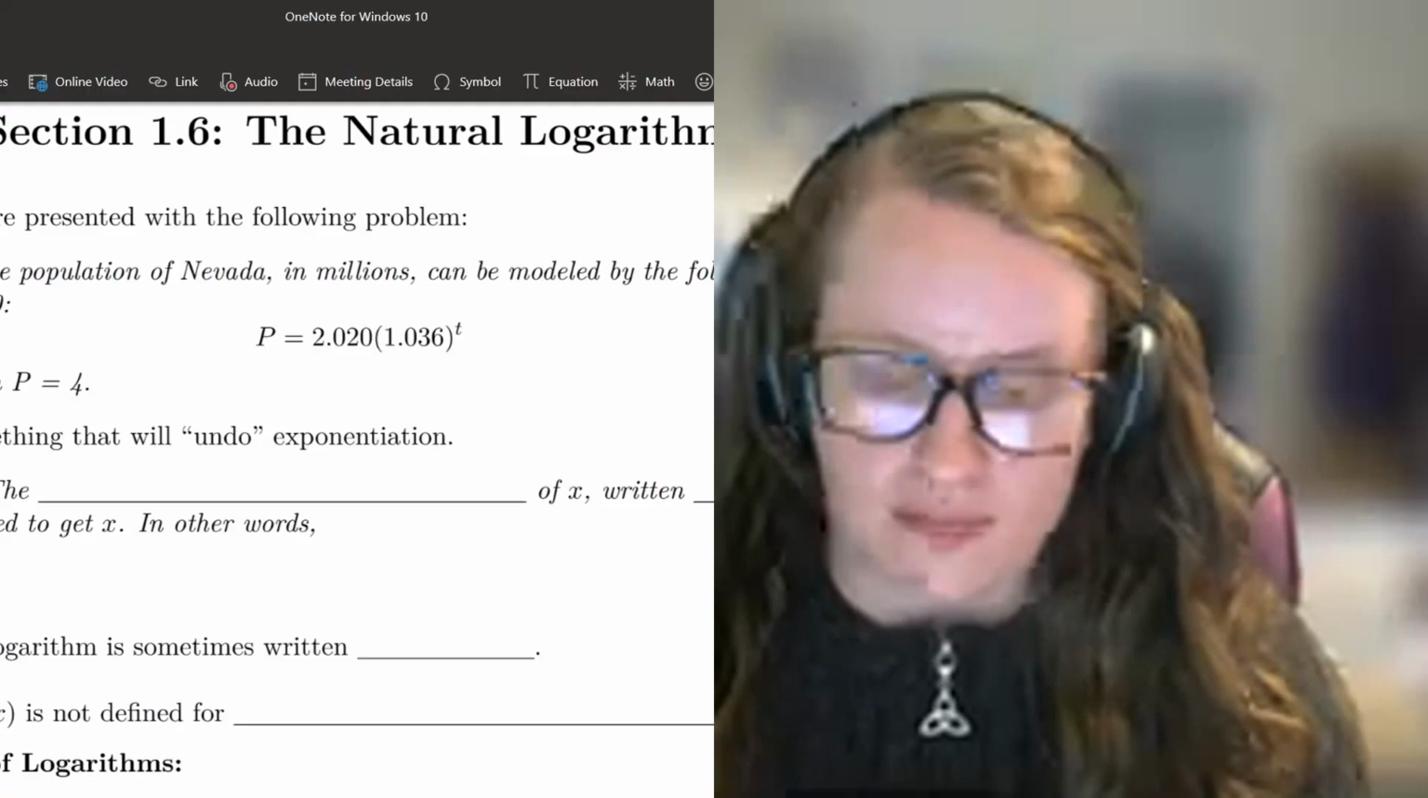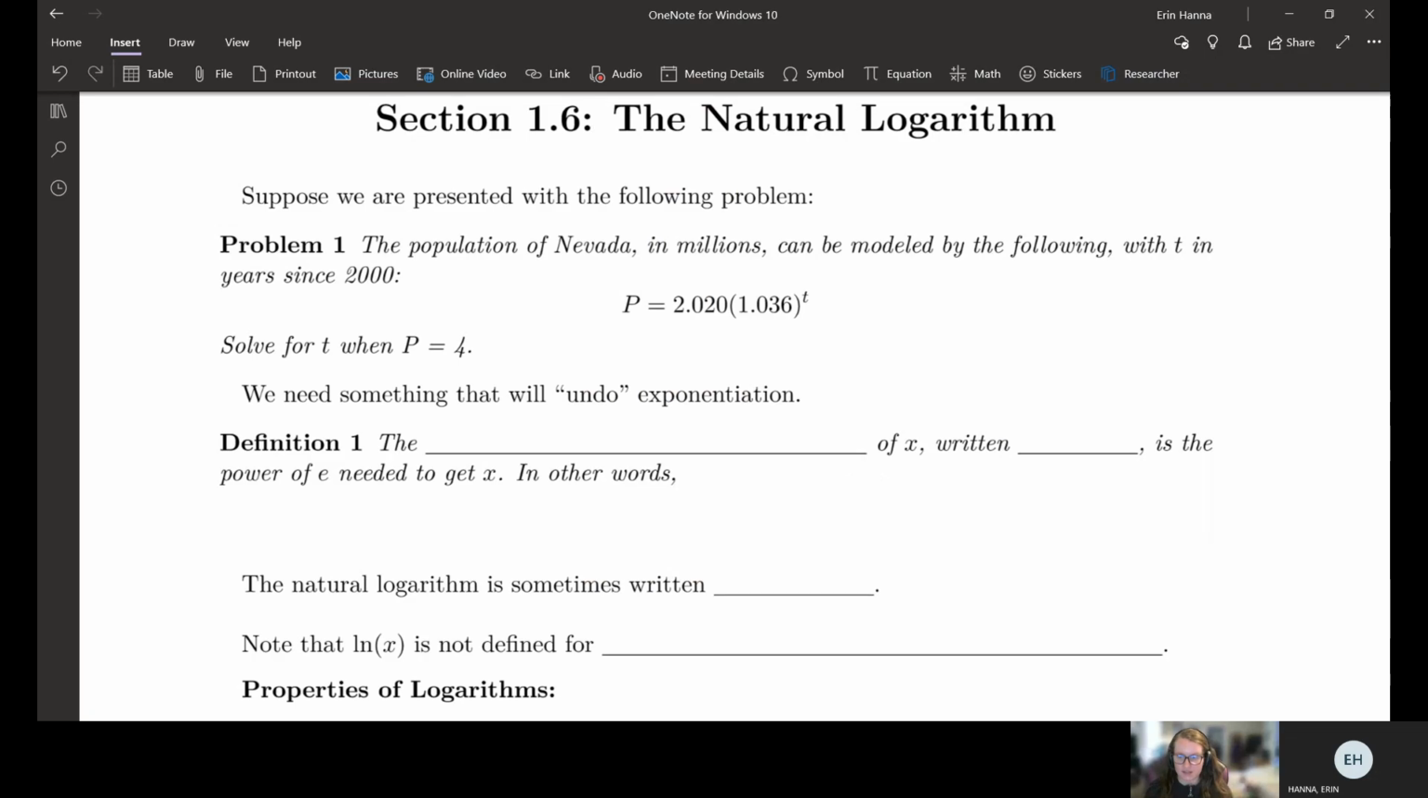All right, in this video, we're going to start on section 1.6, which is all about the natural logarithm. So suppose we're presented with the following problem. The population of Nevada in millions can be modeled by the following with t in years since 2000. So say we have this function and we want to solve for t when p equals 4.